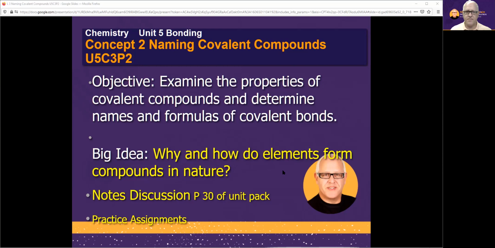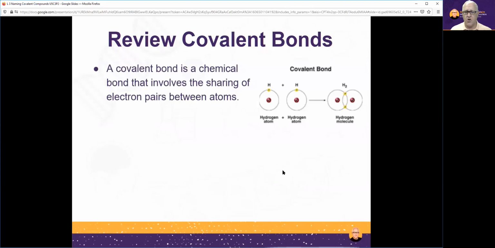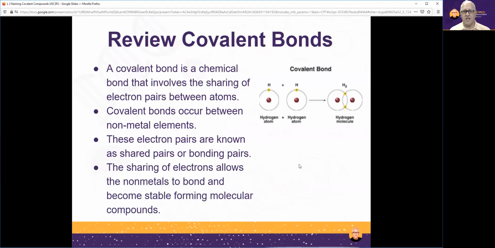Let's get started. So first, let's go back and review the covalent bonds. A covalent bond is a chemical bond that involves the sharing of electron pairs between non-metal atoms. Covalent bonds occur only between the nonmetal elements. These electron pairs are known as shared pairs or bonding pairs. And the sharing of electrons allows the nonmetal to bond and become stable, forming a molecular compound. And so covalent bonds are also known as molecular bonds or molecular compounds.